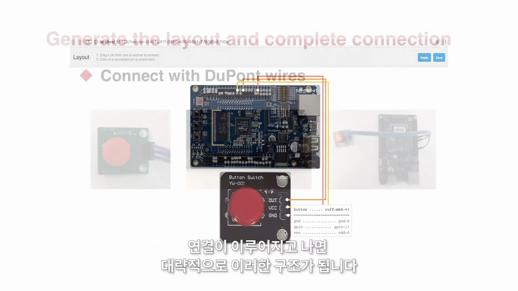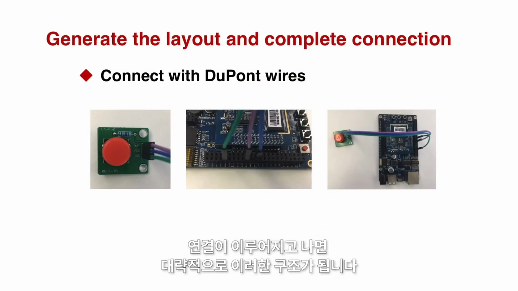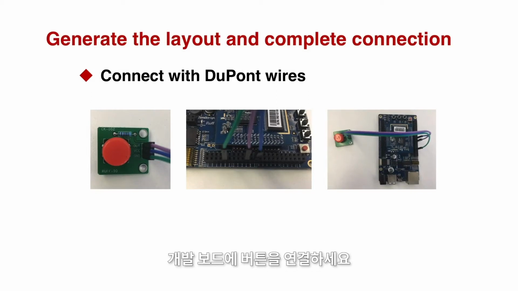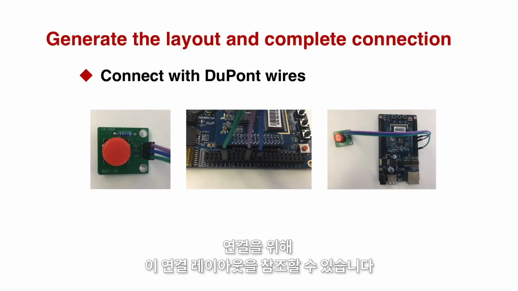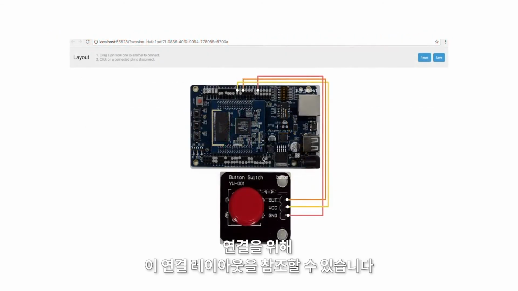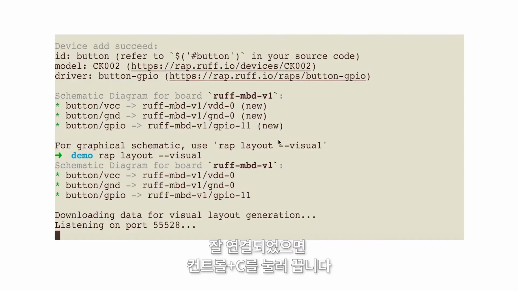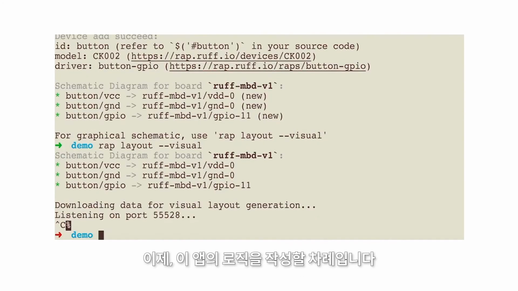After they are connected, it's roughly like this. In fact, with 3 wires, one is VCC, one is GND, and the last one is GPIO. Connect this button with our development board. For connections, we may refer to this connection layout. After we connect them well, we turn it off by pressing Ctrl and C. Next, let's write the logic of this application.